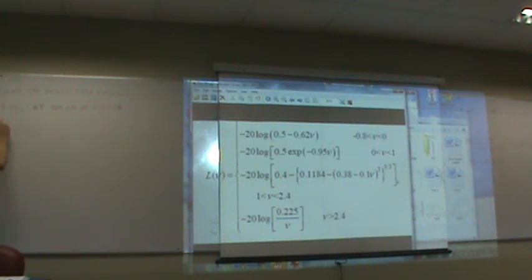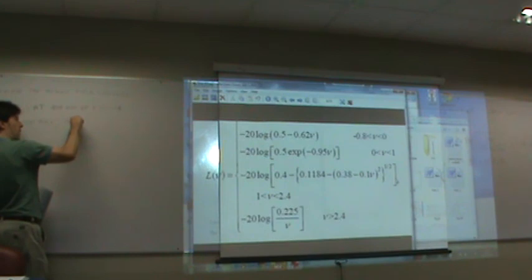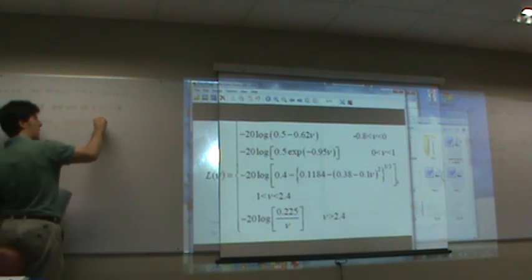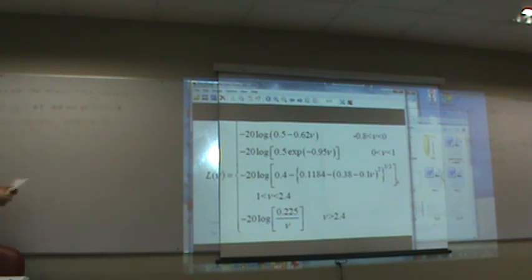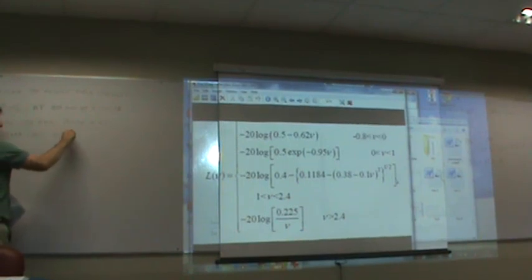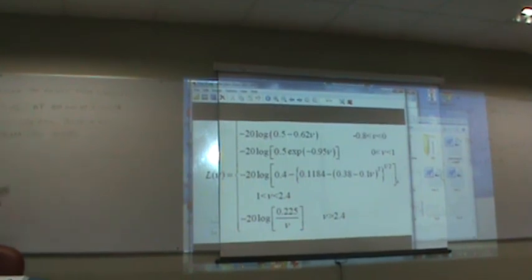Frequency: 100 megahertz. Power, fixed power: 10 kilowatt. Antenna gain, I need an antenna gain of 10 dBi.